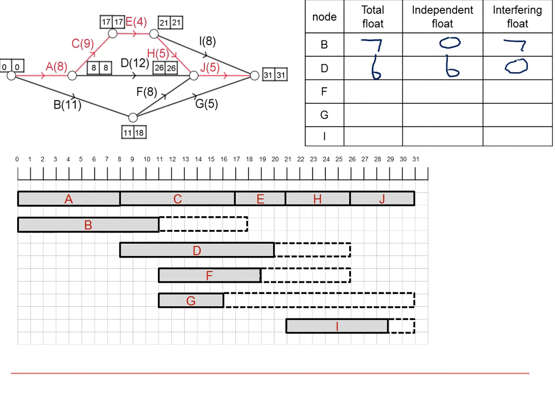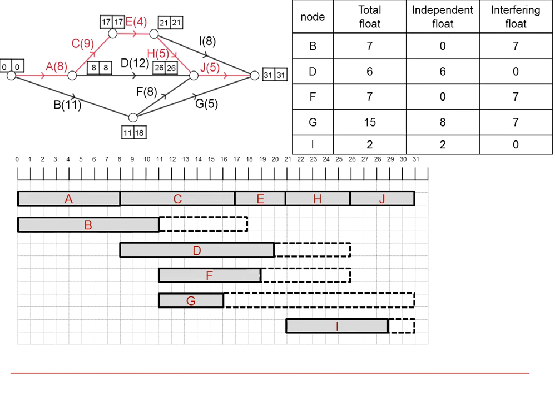For F, 26 minus 11 minus 8 equals 7. 26 minus 18 minus 8 equals 0, giving us 7 in the final column. For G, 31 minus 11 minus 5 is 15. 31 minus 18 minus 5 is 8, and therefore an interfering float of 7. And for I, 31 minus 21 minus 8 is 2. 31 minus 21 minus 8 is 2, giving us 0 as an interfering float. Hopefully you can see we've got all the numbers from the boxes in the network. The total floats, of course, are shown as the dotted lines on the cascade chart.